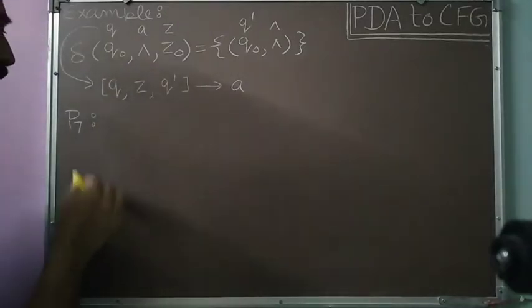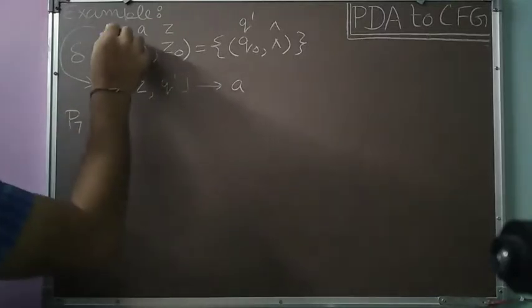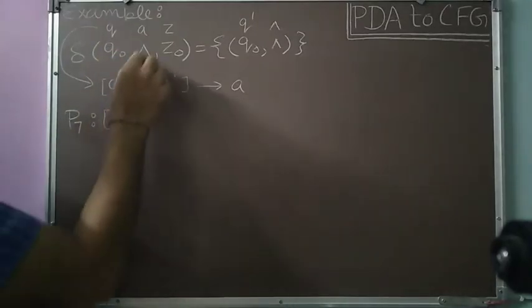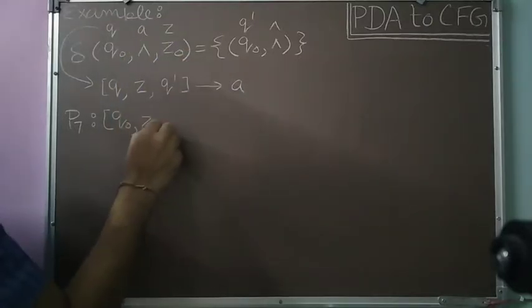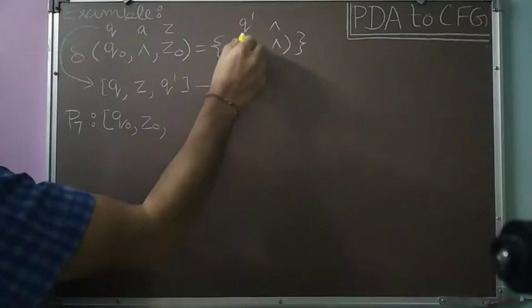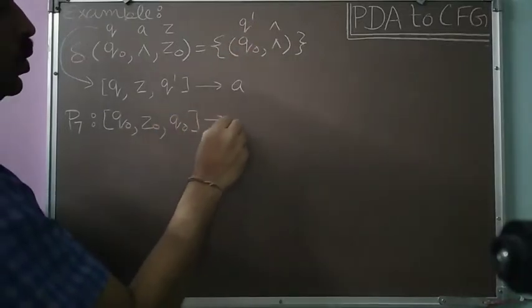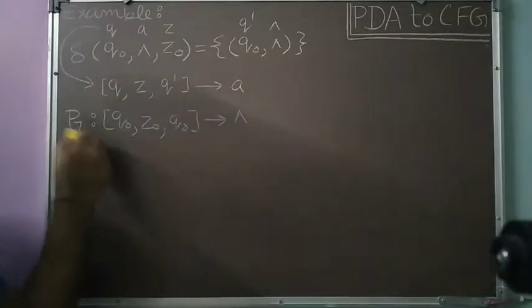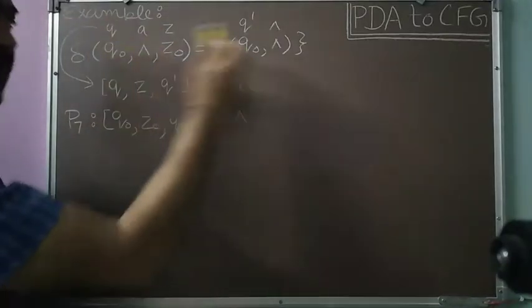Now I will fill in its value, and I am naming the next production P7. What is the value of Q? It is Q0. Now Z is Z0. What is Q dash? Q dash is Q0, to A. What is the value of A? The value of A is null. So this P7 is the production which will be induced by this erasing move.